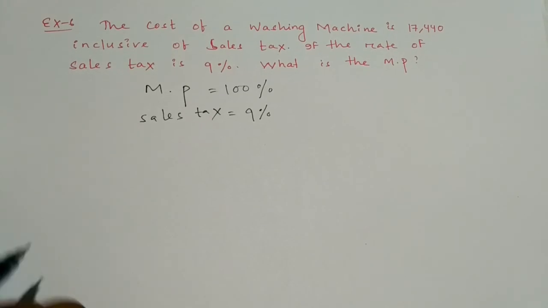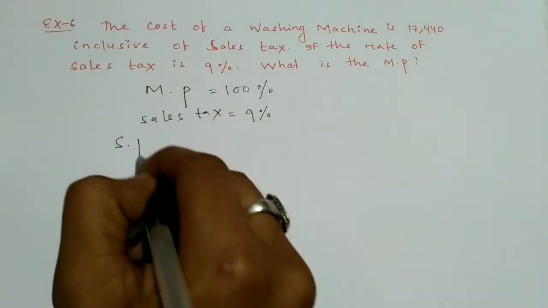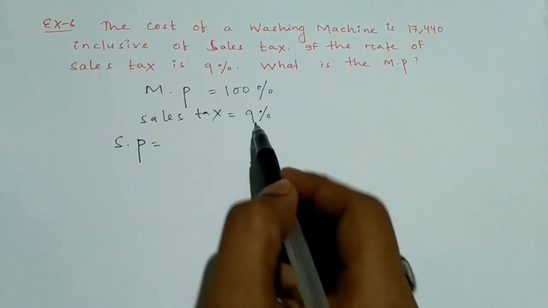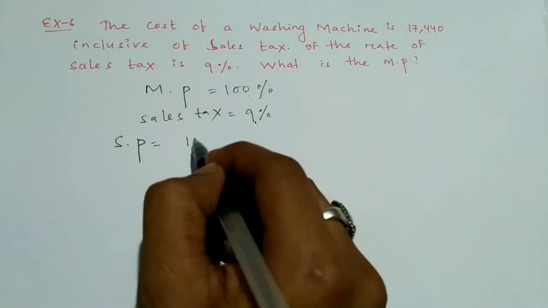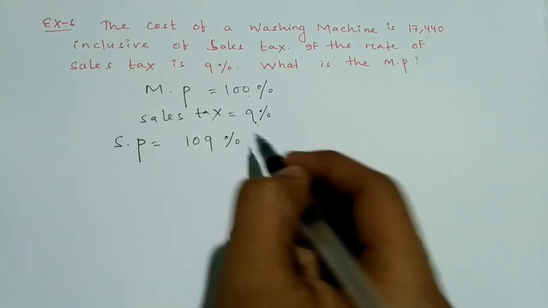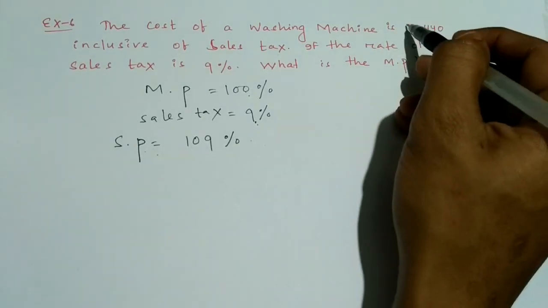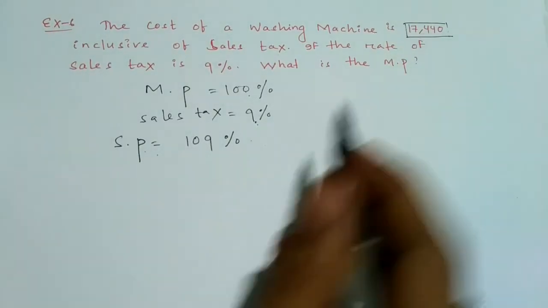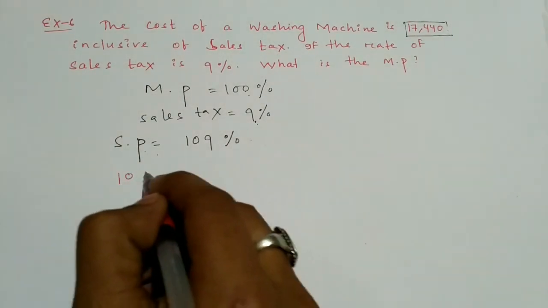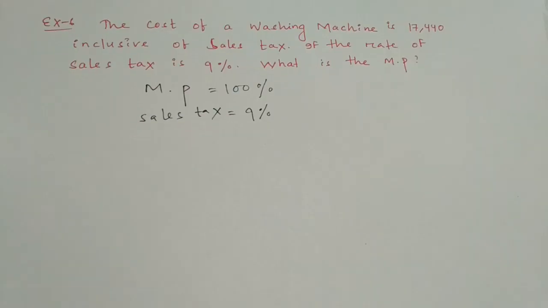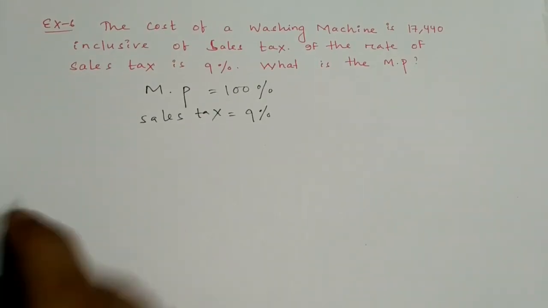So my selling price will be what? Selling price will be marked price plus the sales tax, that is 100% plus 9%. So that will be 109%. But it is given that selling price is 17,440. So we can write that 109% is equal to 17,440.